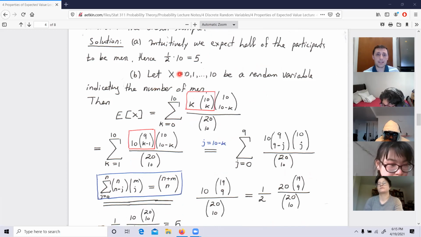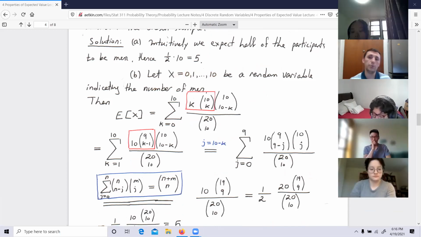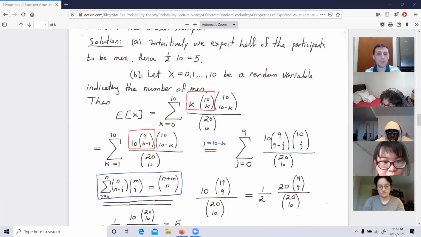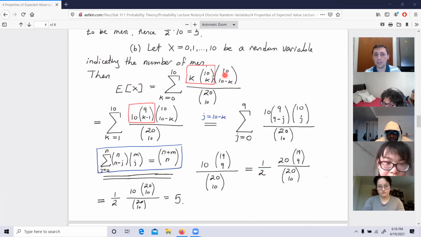So X is 0, 1, all the way to 10, right? It could happen that randomly I chose no men, or 1 man, or 2 men, or all the way to 10 men. Do you agree? So X here is a random variable that gives me total number of men in my sample. So the expected value by definition is what? It's the number k, right? The number k.